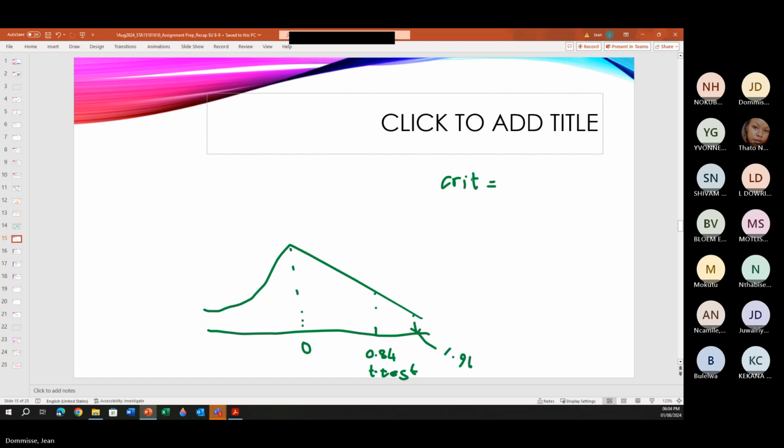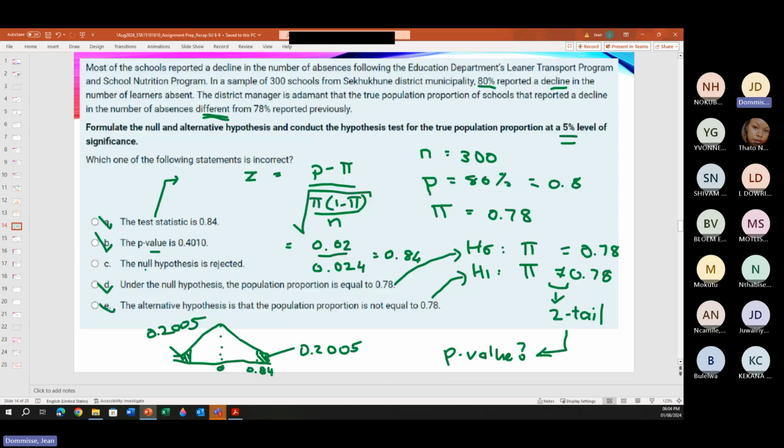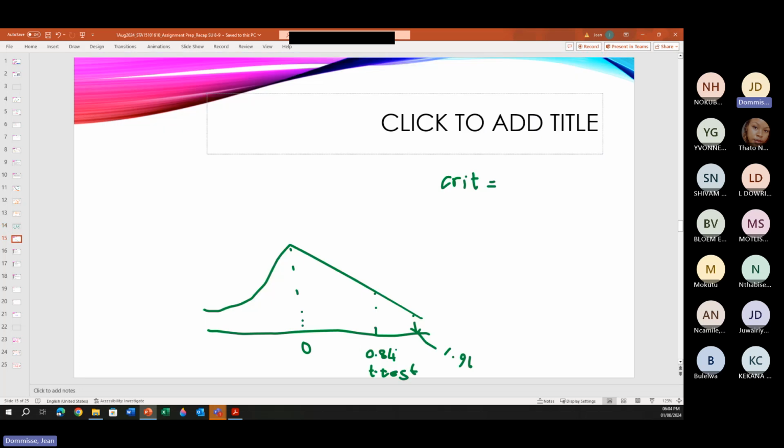Okay, so for me to be able to say the null hypothesis is rejected, the t-test must be bigger than the critical value. But here the t-test is smaller than the critical value. So with that, we will accept the null hypothesis. Okay, so we will say there's no difference.